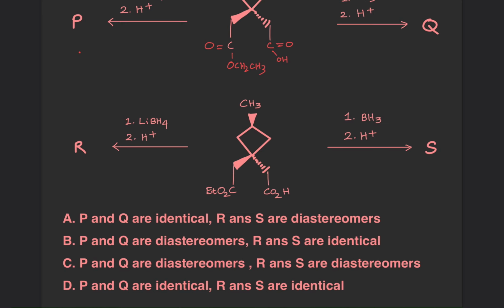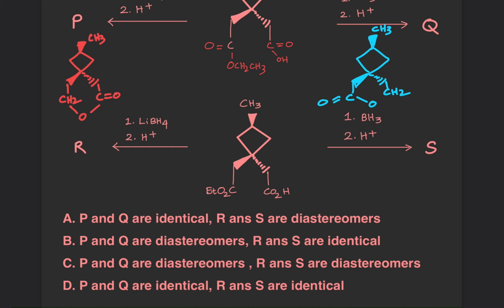R will be CH3, CH2, O, C double bond O and O, and S will be CH3, C double bond O, O, CH2.